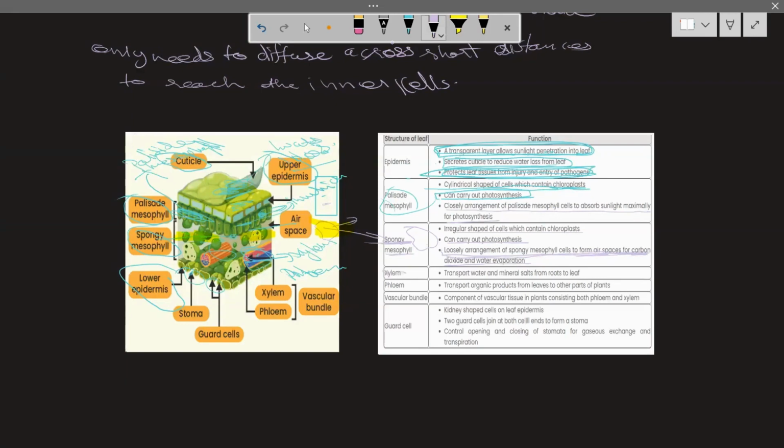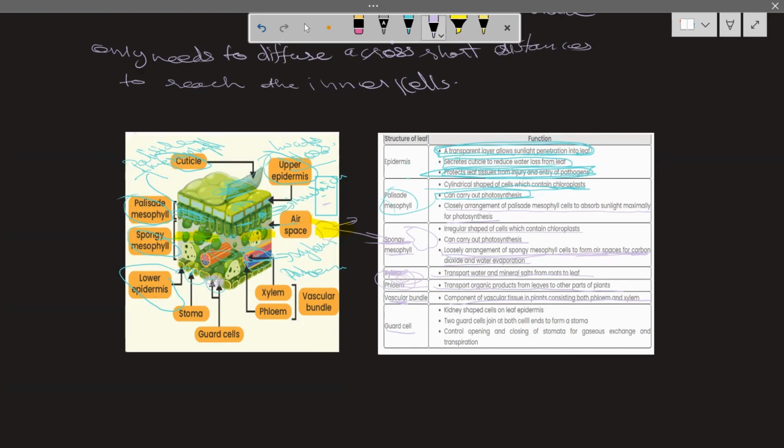And now there's xylem. What does xylem do? Xylem transports water and mineral salts from roots to leaf, and phloem transports organic products from leaves to other parts of the plant. And these two are in a vascular bundle. Here it is written: vascular bundle, a component of vascular tissue in plants consisting of both phloem and xylem. And with this there is a guard cell.